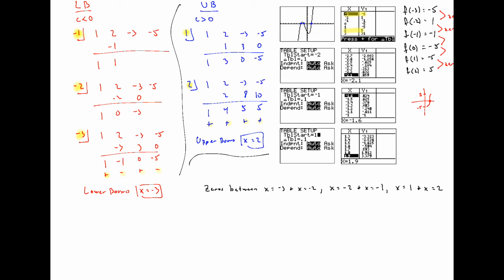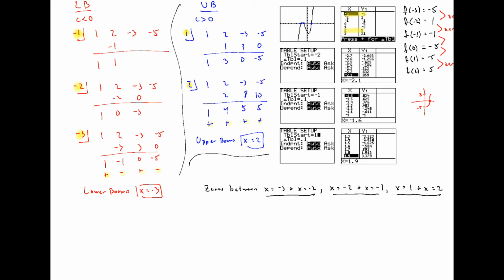So the zero, in terms of where it crosses the x-axis, will be -2 point something. We know that it's between -2 and -1, so this will be -1 point something. And then between x equals 1 and x equals 2, which will be 1 point something. So if we want to approximate in terms of consecutive numbers what they're between, we have them. So here, here, and here.